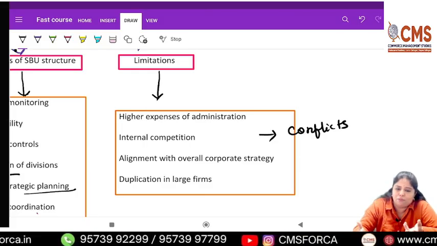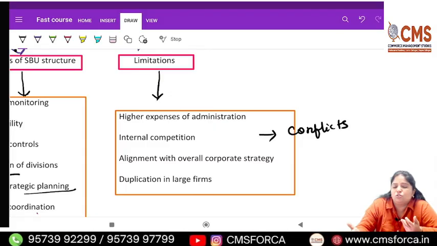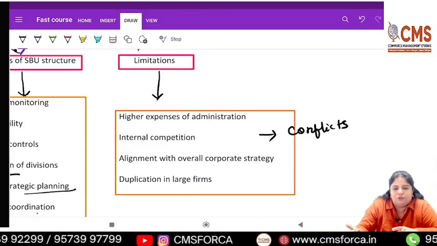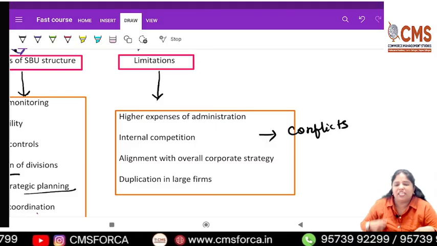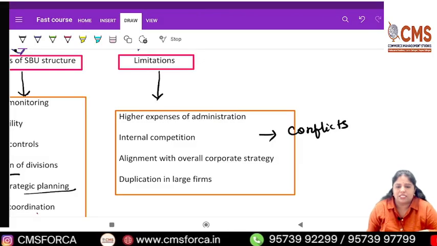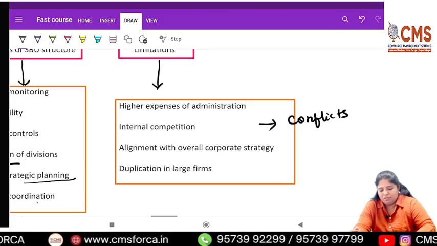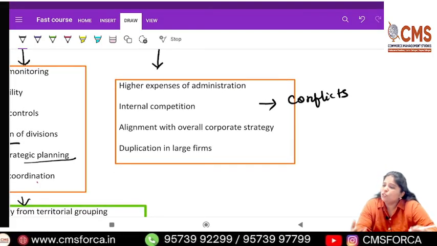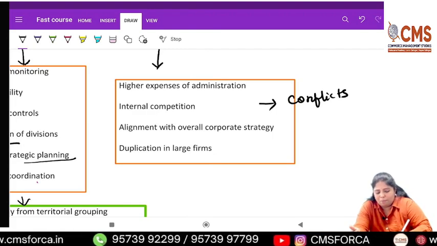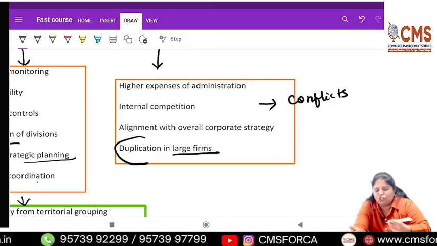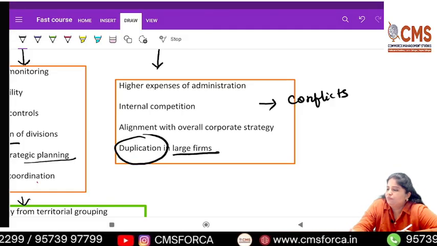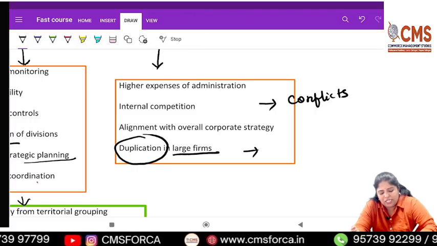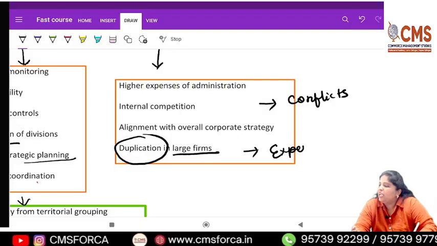one SBU's performance with other SBUs, it is so that whichever SBU is exhibiting poor performance, you can track why they are performing poorly and motivate them so that they can exhibit better performance. But the same comparative analysis might also create scope for conflicts. And if SBUs become more and more in number in large firms, the major drawback we have is duplication. Again, duplication leads to a lot of expenses.